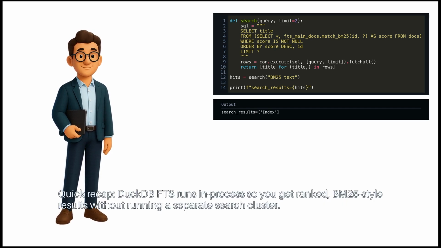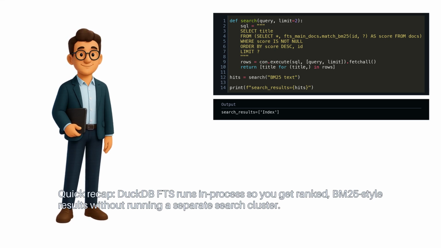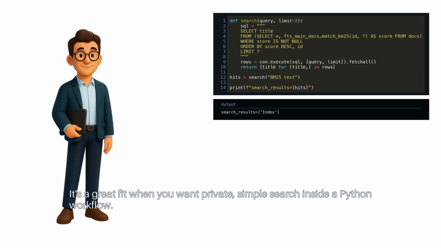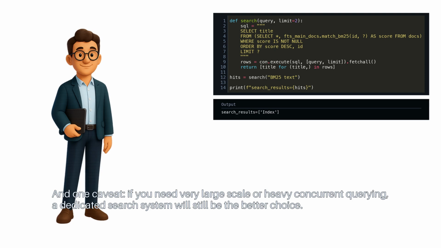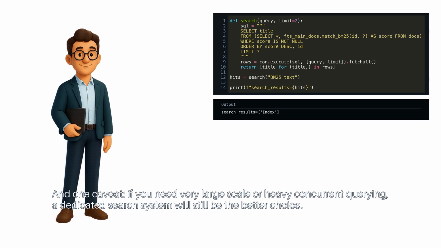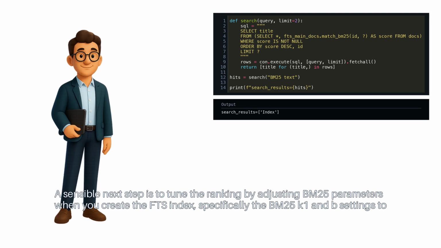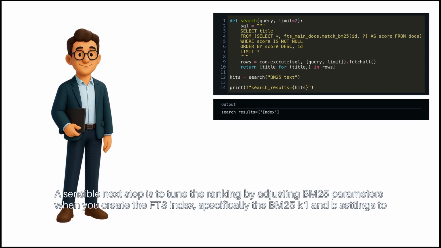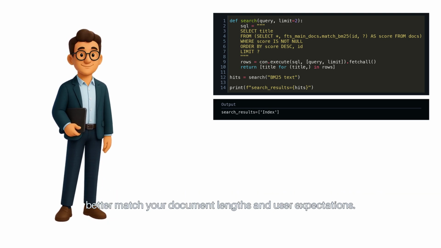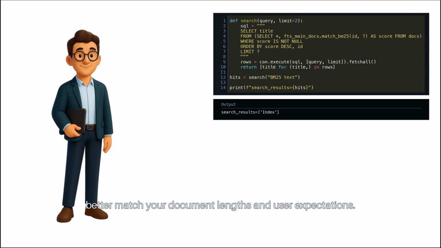Quick recap: DuckDB FTS runs in process, so you get ranked BM25 style results without running a separate search cluster. It's a great fit when you want private, simple search inside a Python workflow. And one caveat: if you need very large-scale or heavy concurrent querying, a dedicated search system will still be the better choice. A sensible next step is to tune the ranking by adjusting BM25 parameters when you create the FTS index, specifically the BM25 K1 and B settings to better match your document lengths and user expectations.